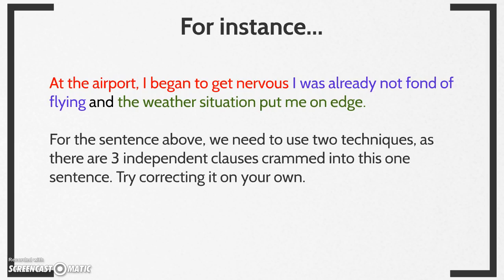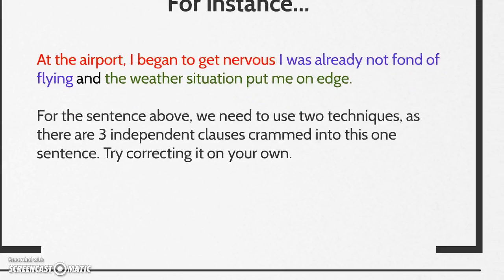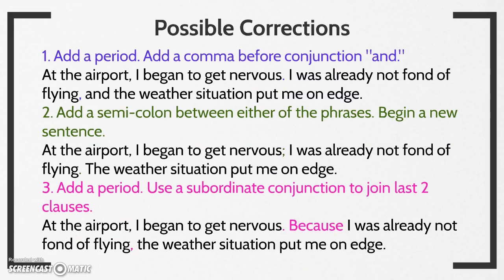One example of how to correct this. At the airport, I began to get nervous and I was already not fond of flying, and so on. You need to use two techniques. You could add a period and then add a comma and conjunction. So, at the airport, I began to get nervous. I was already not fond of flying, and the weather situation put me on edge. That's the easiest, most straightforward, most obvious way to correct this sentence, but not necessarily the most creative or best way, especially if you're looking to add some variety to your sentence structure.